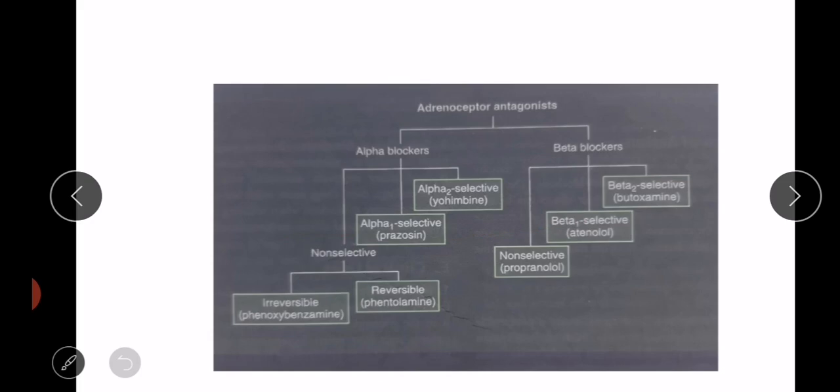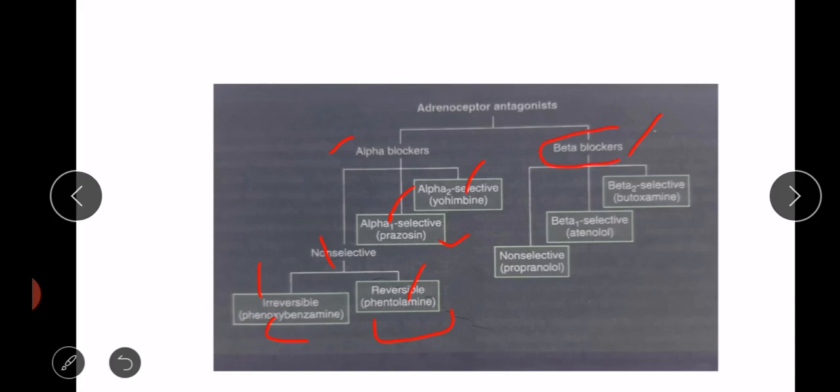adrenoceptor antagonists, which are alpha blockers and beta blockers. The alpha blockers are alpha 1 selective, for example, prazosin, terazosin, doxazosin, and alpha 2 selective yohimbine, and also alpha non-selective, which are irreversible. Phenoxybenzamine is an example, and reversible phentolamine is an example.